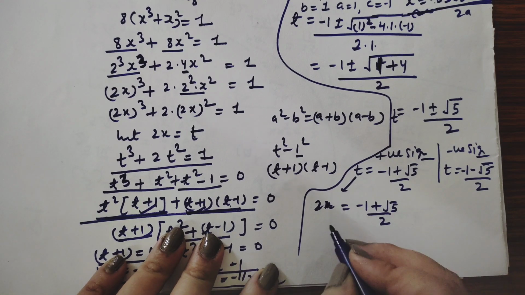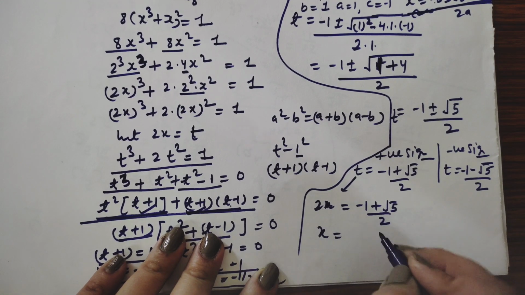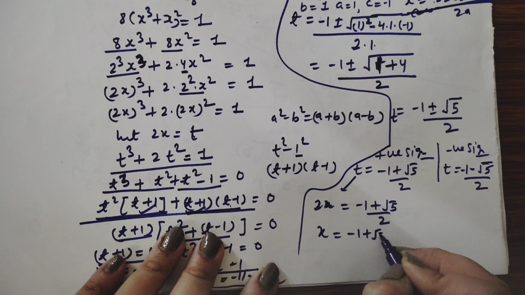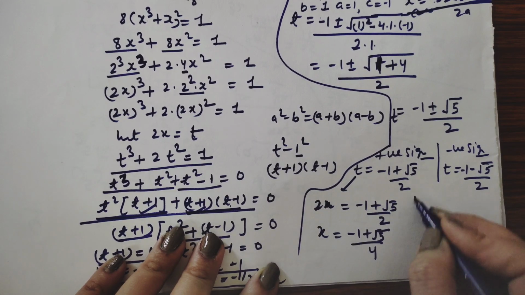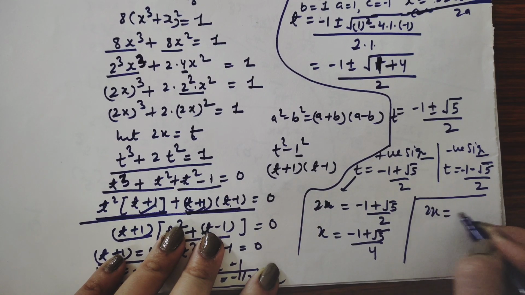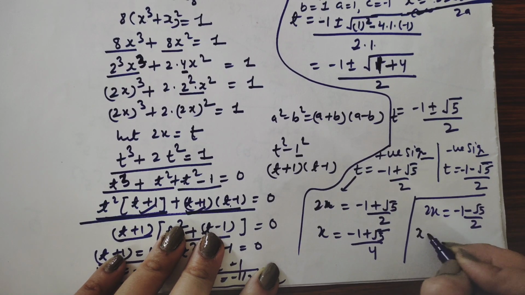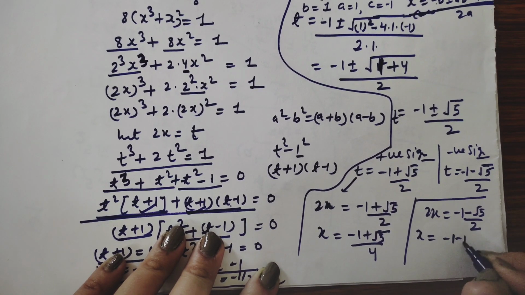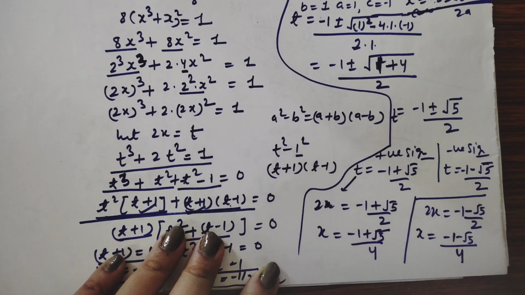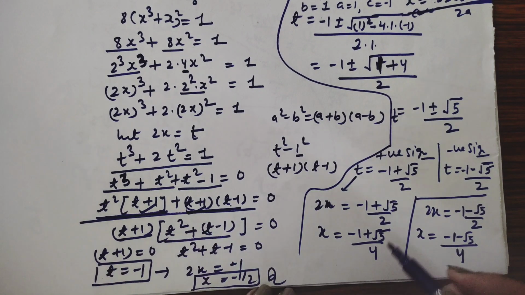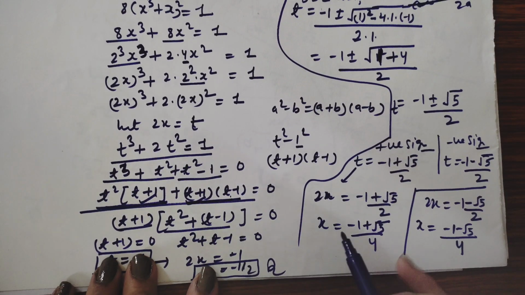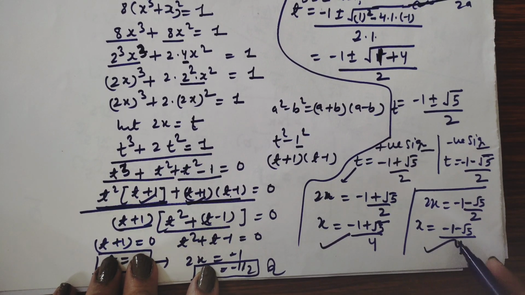Now this 2 goes down to the denominator, so it will be 4. And for the other, 2x equals minus 1 minus root 5 by 2, so x equals minus 1 minus root 5 upon 4, as this 2 goes down. So these are the three values of x. The first value is x equals minus 1/2, the second value is this, and the third value is this.